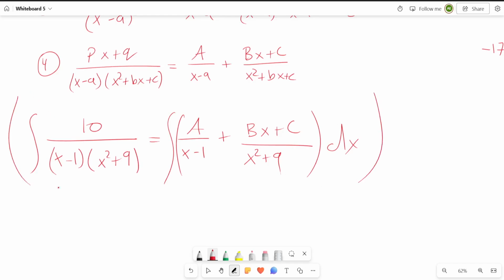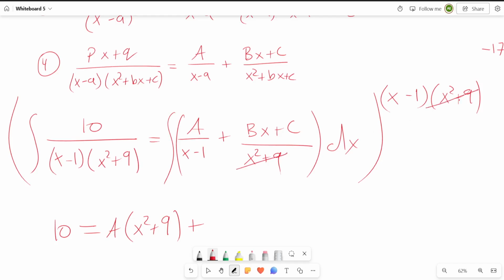As usual, we're going to multiply both sides by (x minus 1) times (x squared plus 9). These two are going to cancel with these two, so we'll be left with 10 on the left side, equal to, when I multiply A over x minus 1 with this expression, x minus 1 and x minus 1 cancel. I'll be left with A times (x squared plus 9), plus, when I multiply this with x squared plus 9, the x squared plus 9 cancels. I'll be left with (Bx plus C) multiplying (x minus 1).